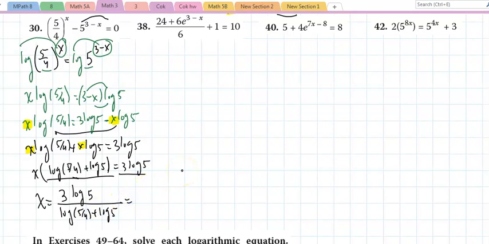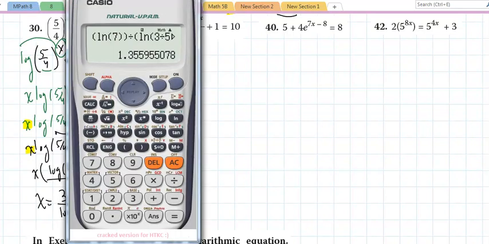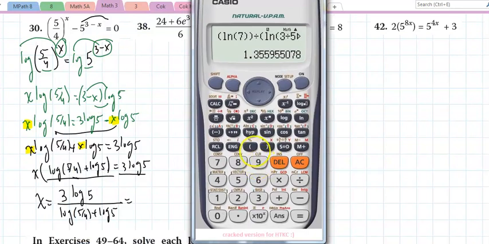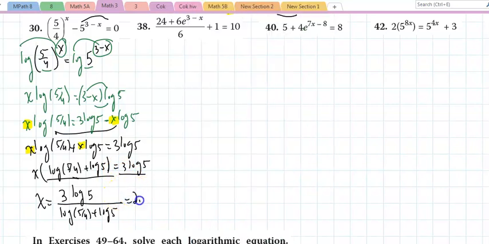And if I plug this in my calculator, here it is again, I'm going to take parentheses 3 times the log of 5 divided by the log of 5 divided by 4 plus the log of 5. 2.63. And that's all I need. And I'll continue this on the next video.